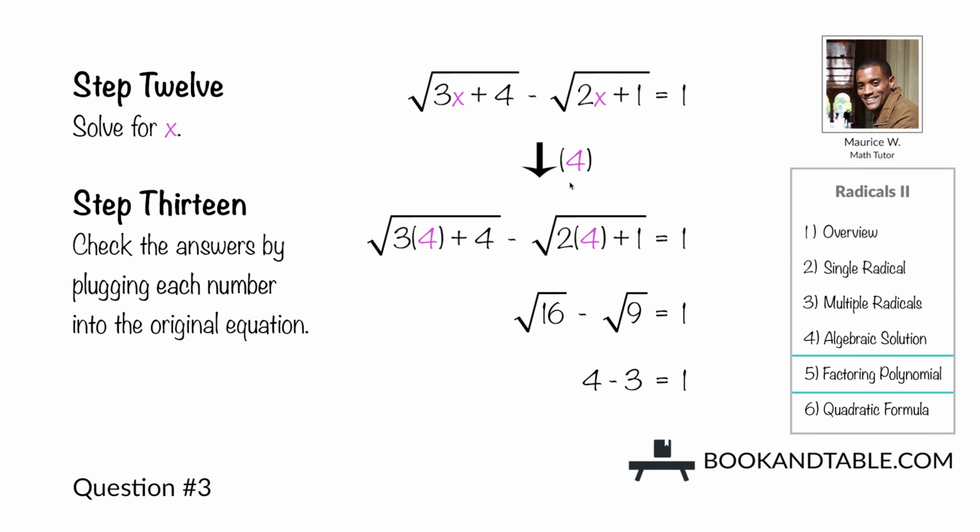And then we check the second value, 4, by plugging it in for x. 3 times 4 is 12. 12 plus 4 is 16. 2 times 4 is 8. 8 plus 1 is 9. The square root of 16 is 4. The square root of 9 is 3. Leaving you with 4 minus 3, which is equal to 1. And again, since the left side equals the right side, that confirms that x does equal 4 as well.